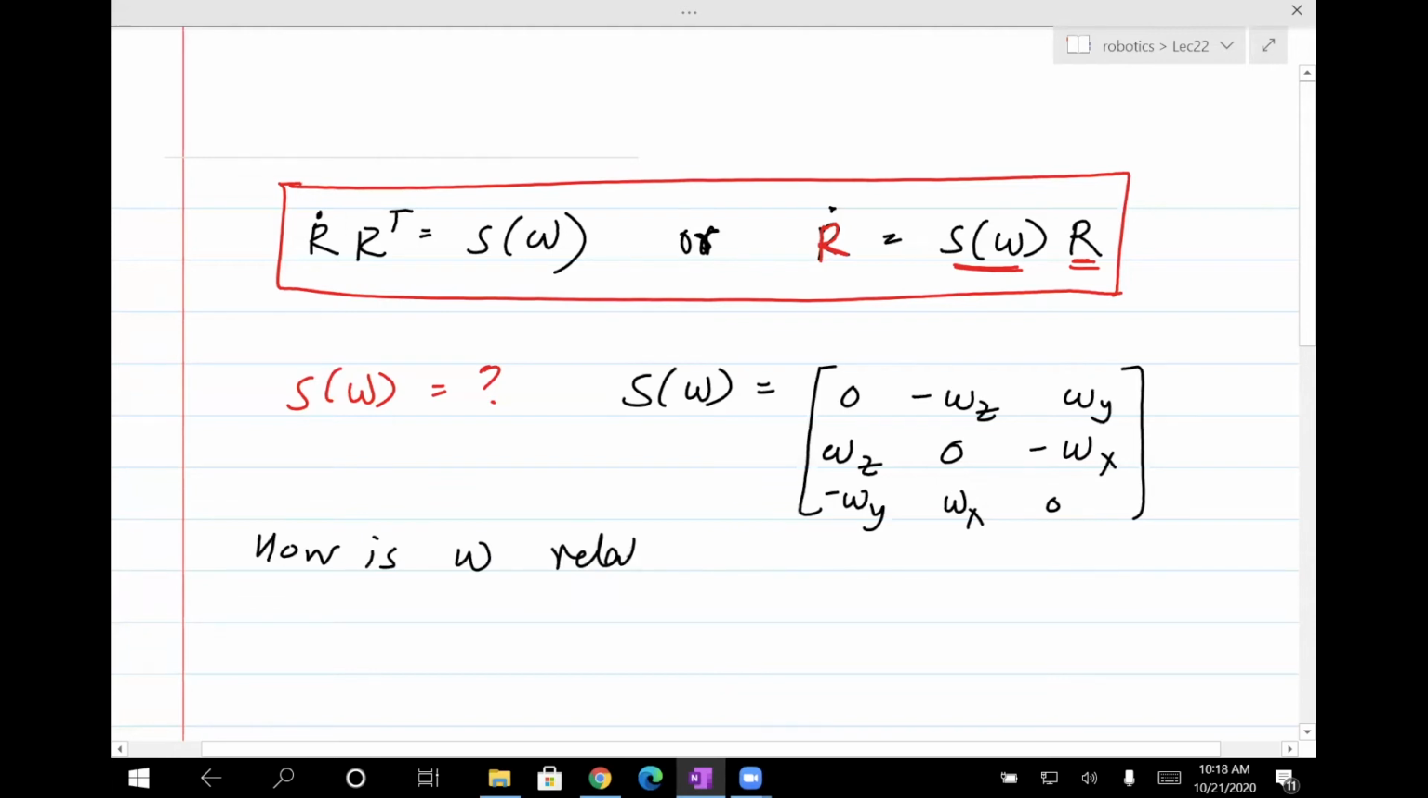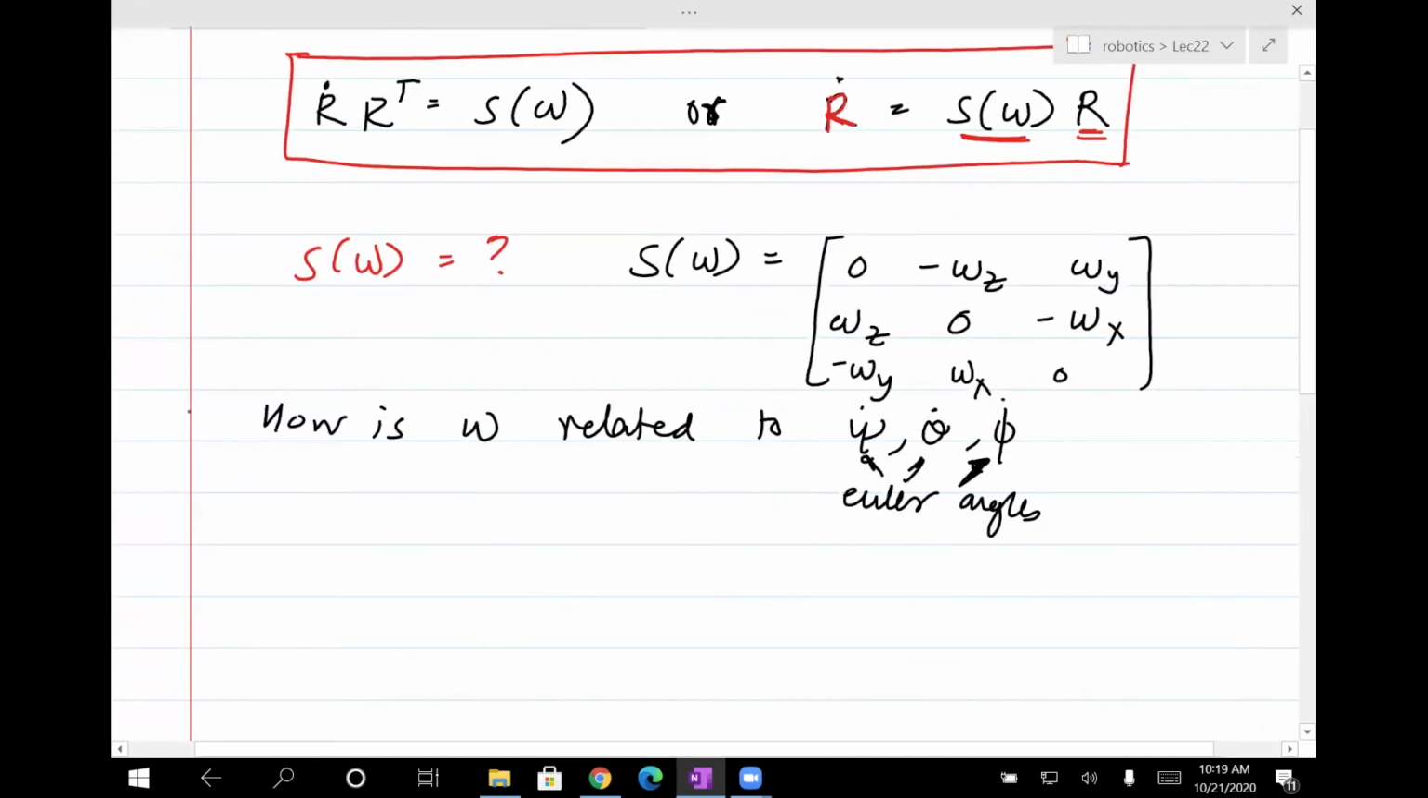But how is omega related to psi dot, theta dot, phi dot? Remember we had rotations about the x, y, and z axis in terms of Euler angles. So we have still not expressed omega in terms of these angles. In 2 dimensions, omega was simply theta dot, but in 3 dimensions, omega is not just phi dot k, because it's rotation about the z-axis, and then theta dot about y and phi dot about x. So that's not true.